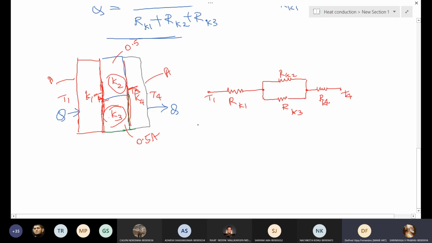Now, sir, instead of keeping it outside in the air, I'm keeping that bottle in a chamber, of which I can control the temperature. So let's say you can control the temperature of the room. That is important. Then again it will be a steady state problem, you can say.